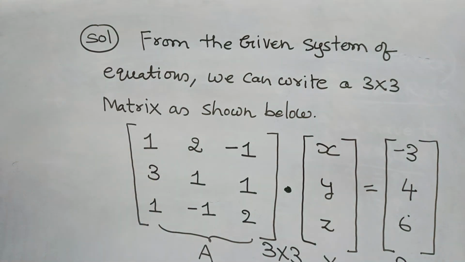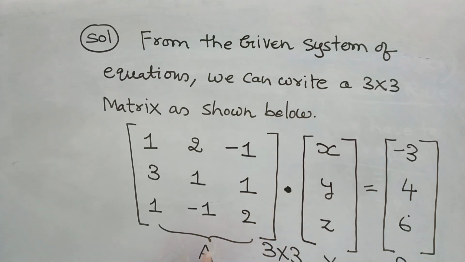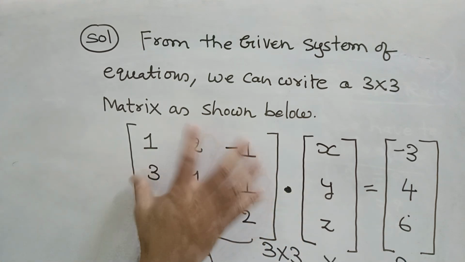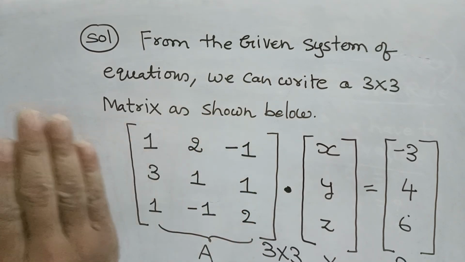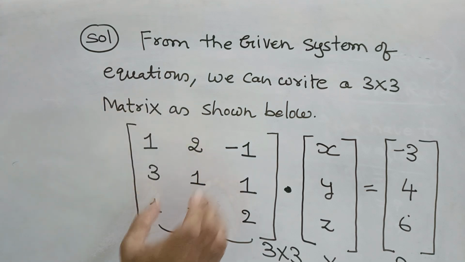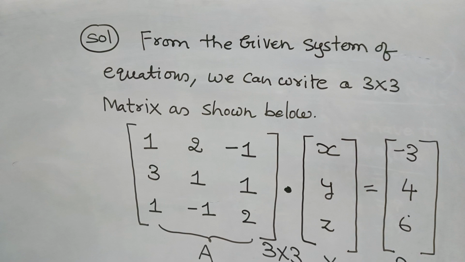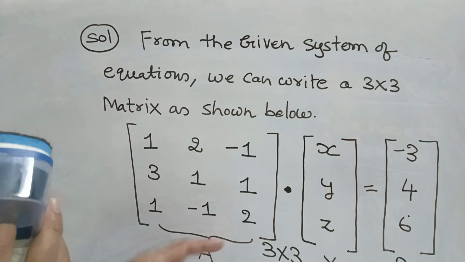And then next, after that, what we have to do? So now this is the matrix A. For this matrix A we have to determine the determinant of A. First we have to find out the determinant of A. What is the determinant of the matrix A?